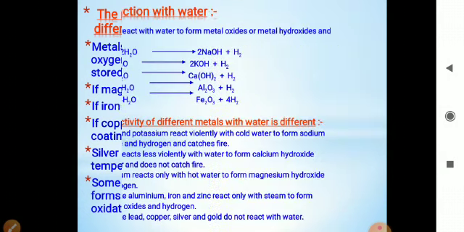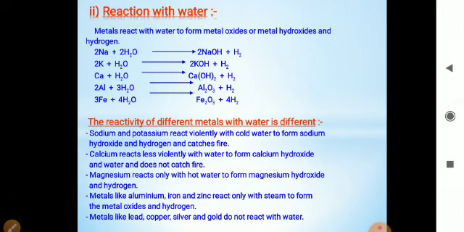Now the second specialized reaction is the reaction with water. Metals react with water to form metal oxide or hydroxide. Both can be formed, oxide and hydroxide, and hydrogen gas will evolve. For example, sodium reacts with water to form an alkali, sodium hydroxide. Potassium will form potassium hydroxide. Aluminium and iron will form the corresponding oxides.